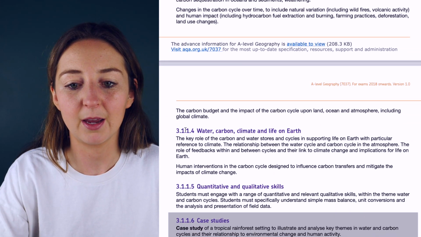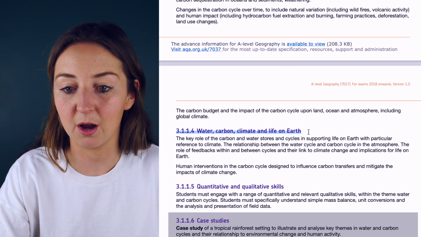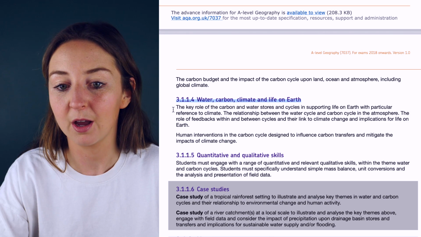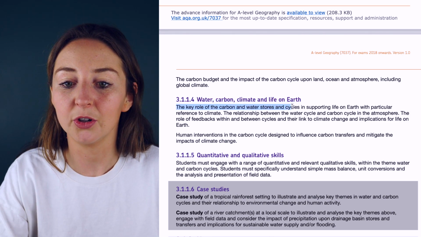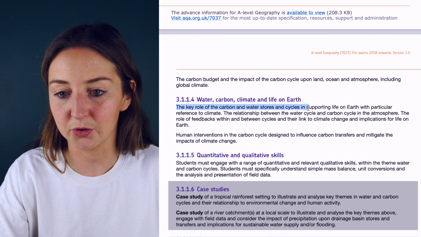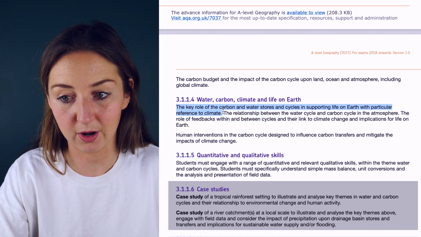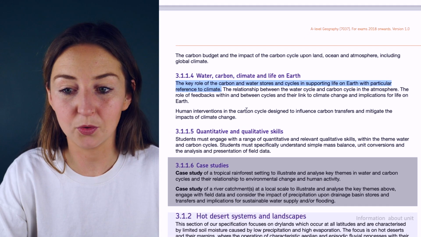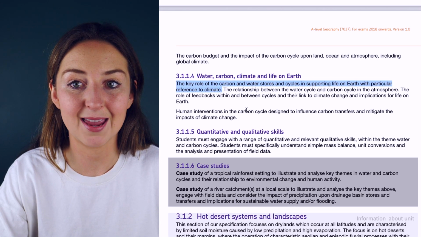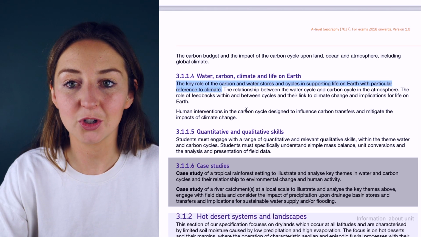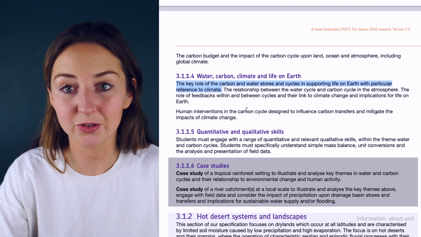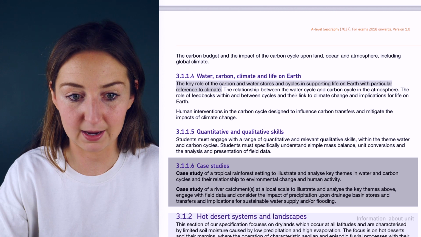However, in order to understand this, water, carbon, climate and life on Earth, which is on the list, you need to know about the role of the water and carbon stores and cycles in supporting life on Earth with a particular reference to climate. And the relationship between the water cycle and carbon cycle in the atmosphere. So don't completely ignore the water cycle. You will still need it for understanding other parts of the spec.